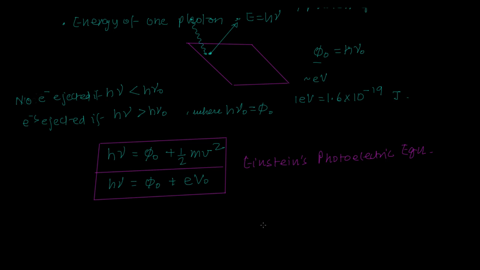And you see the graph that he must have seen to reach his conclusion must be that graph where he saw that intensity is not making any difference on the kinetic energy. And what is actually making the difference on the kinetic energy, that is on the stopping potential, was the frequency. As we are increasing the frequency, it was the stopping potential that was increasing. So that must have given him the clue.